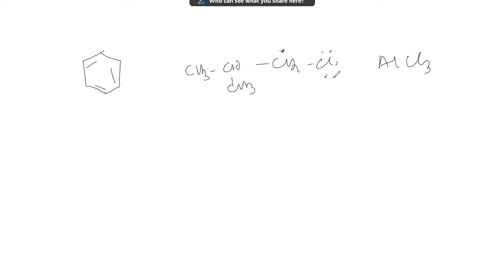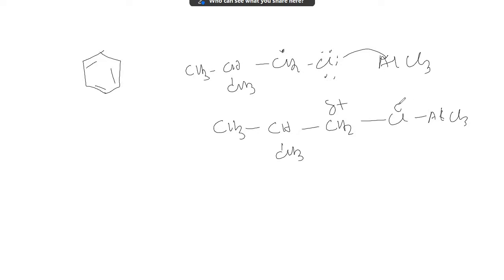Suppose I have taken a larger alkyl halide, CH3CH3CH2Cl, with AlCl3 used. This carbon, marked with an asterisk, is the one to which chlorine is attached. AlCl3 accepts the pair of electrons, forming CH3CH(CH3)CH2 and Cl with AlCl3. This induces positive charge on the carbon, and the chlorine will be the negative part.